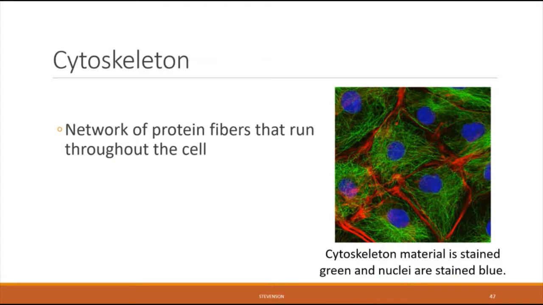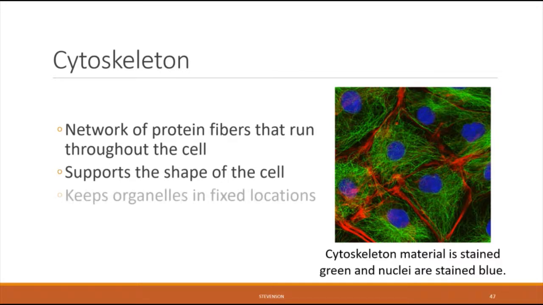Another structure found in eukaryotic cells is the cytoskeleton. Cyto, the prefix meaning cell, followed by skeleton, of course, means the cellular skeleton. The cytoskeleton is a network of protein fibers that run throughout the cell. And just like your skeleton does for your body, the cytoskeleton supports the shape of the cell. It keeps the organelles, or the internal structures such as the Golgi and the endoplasmic reticulum, in fixed locations within the cell so that they're not just sloshing around everywhere.